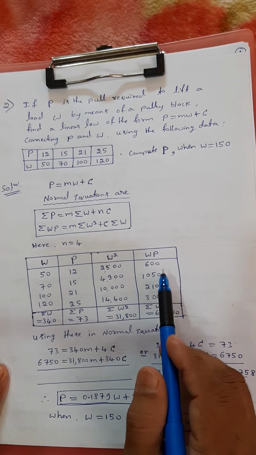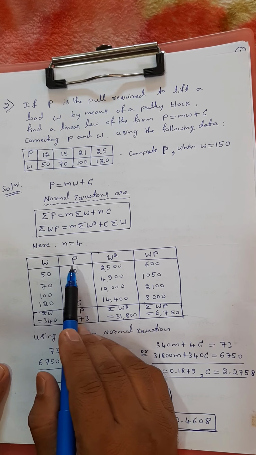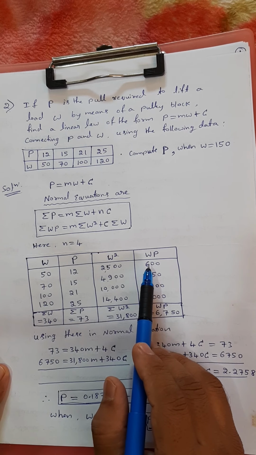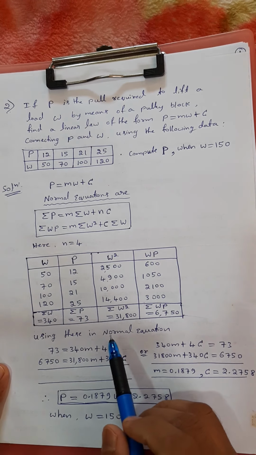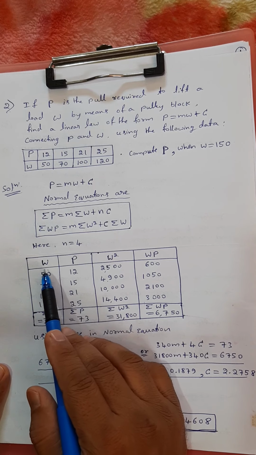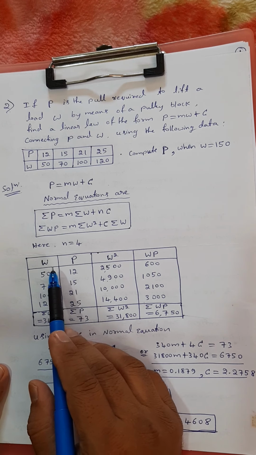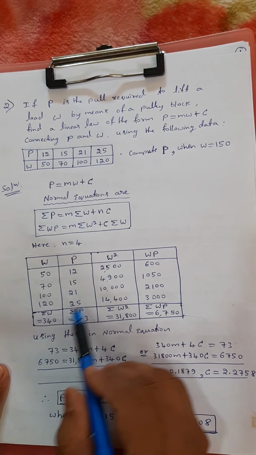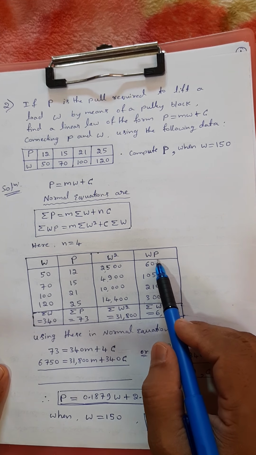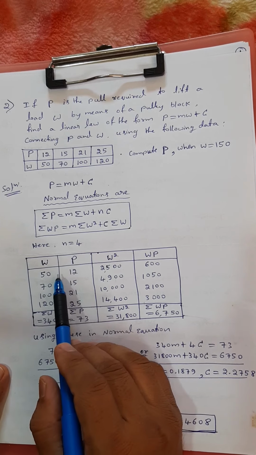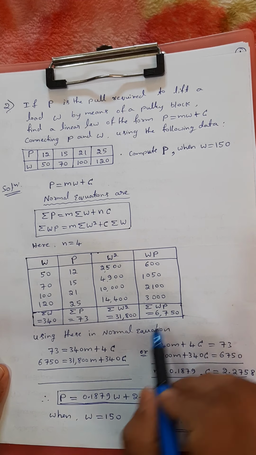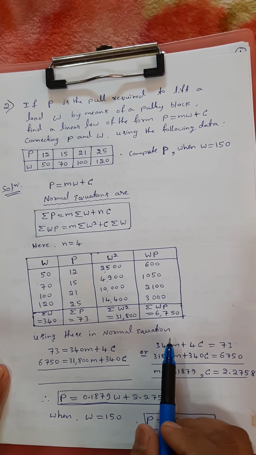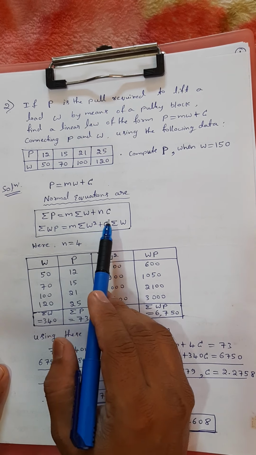Then construct the table. You need W, P, W square and WP. W and P are already given. Add these two. Square W and add this column as well. W into P: multiply these two columns and add at the end. Substitute these values in the normal equations.